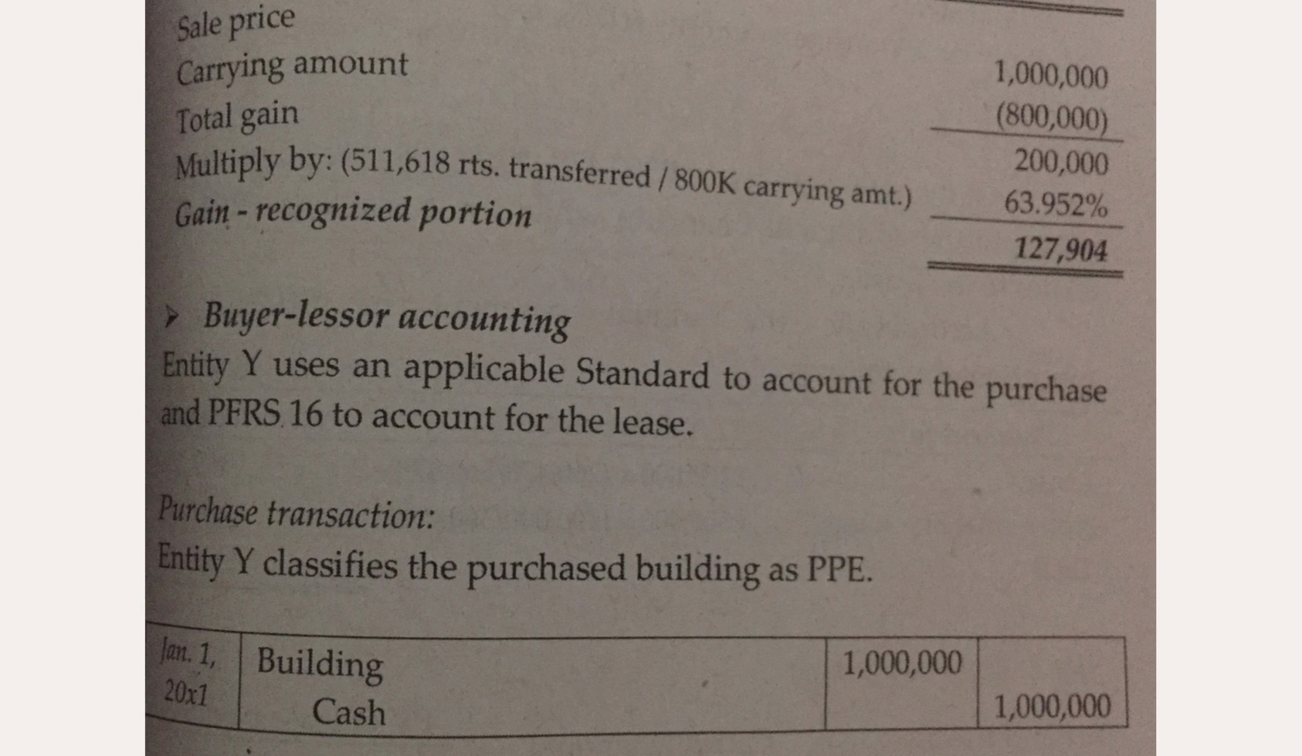Buyer-lessor accounting. Entity Y uses an applicable standard to account for the purchase and PFRS 16 to account for the lease. None of the indicators of a finance lease is present. Therefore, the lease is classified as an operating lease. Entity Y will recognize the lease payments as lease income over the lease term.